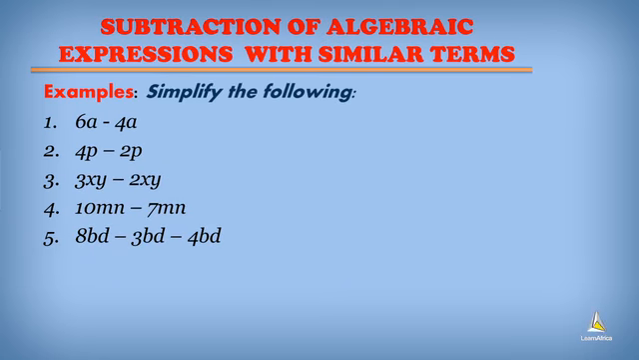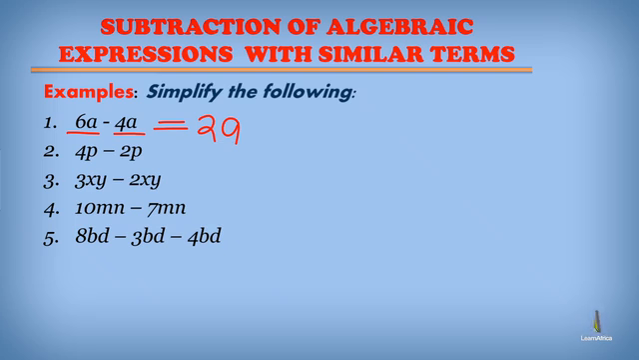Now let's look at subtraction of algebraic expression with similar terms. Previously we did addition, but this time around it's going to be subtraction. The example says simplify the following. Question 1, we have 6a minus 4a. Just as the rule of subtraction holds, we have 6 minus 4. That will give us 2a. So 6a minus 4a is equivalent to 2a.